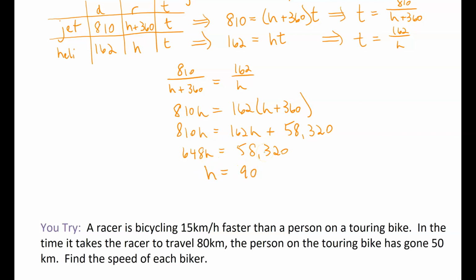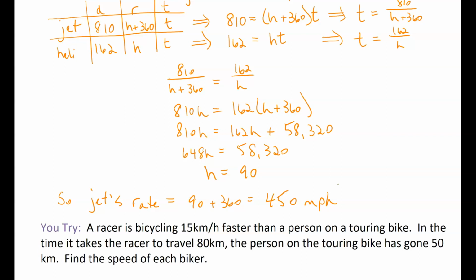All right, and then keep in mind again, it was asking for the rate of the jet. So the jet's rate equals 90 plus 360, so 450 miles per hour.